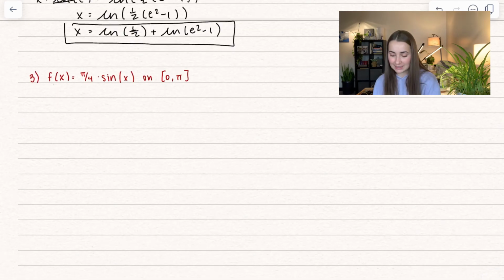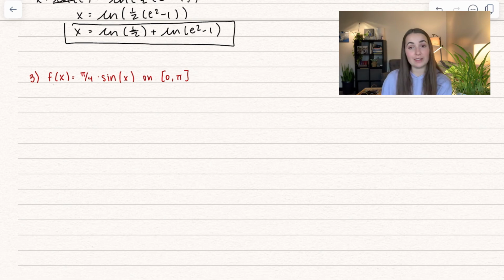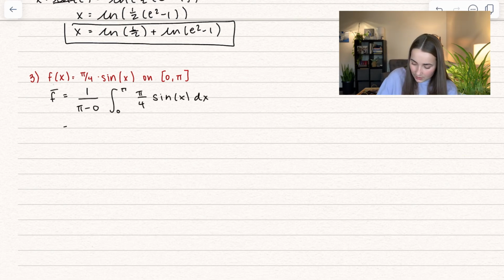So here we have f of x equals pi over 4 times sine of x on the interval 0 to pi. Again, in order to satisfy the mean value theorem, we're going to go ahead and find the average value first. So here we have 1 over pi times the integral from 0 to pi of pi over 4 times sine of x in terms of x.